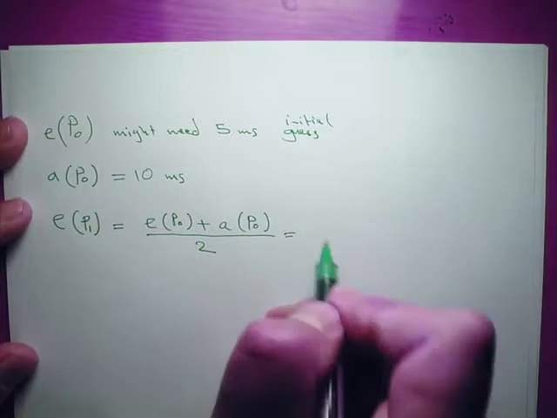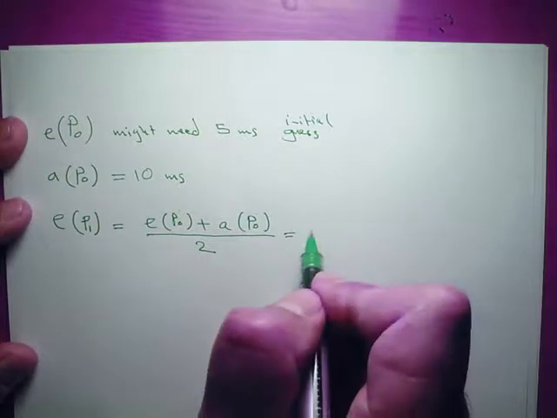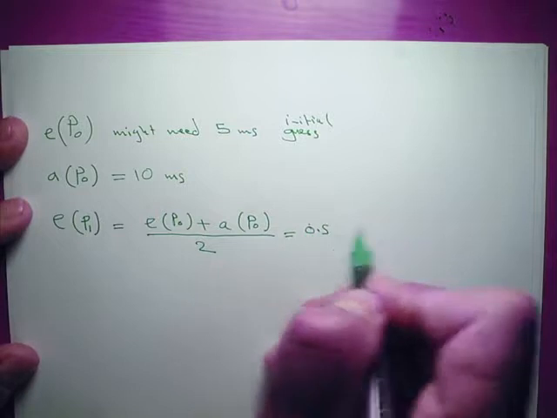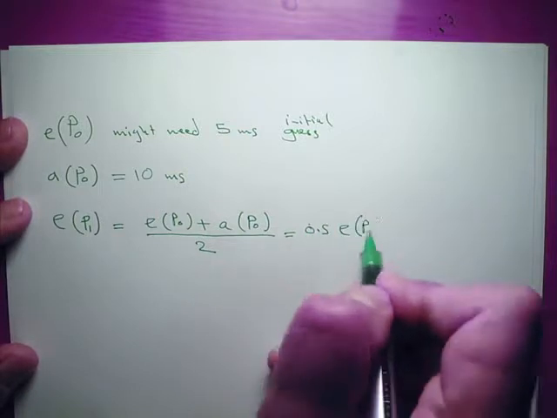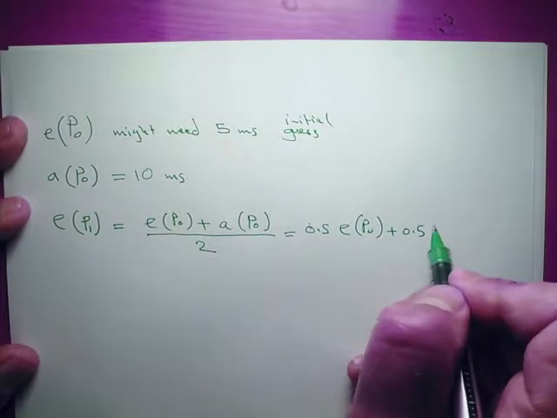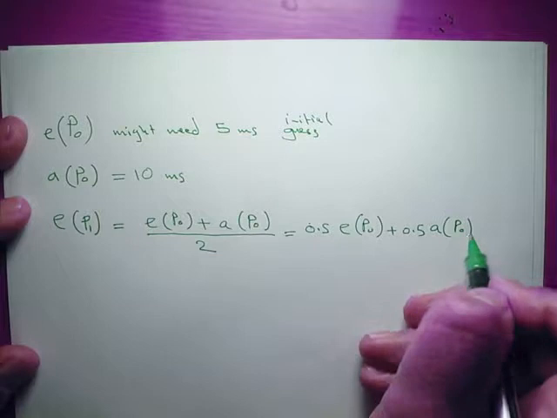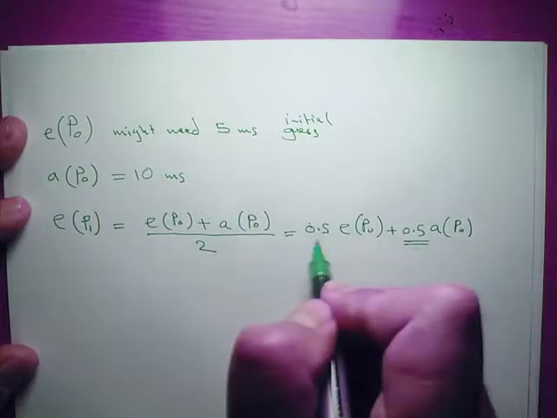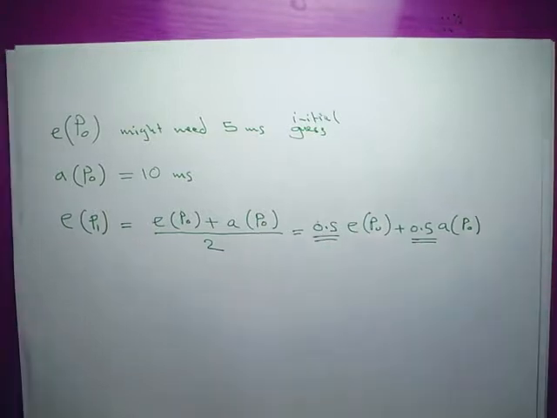Which is equivalent to giving 50% weight to the first one, which means 0.5 multiplied by E of P0 plus 0.5 multiplied by A of P0, right? So in this case, I have the same weight for the history as for the actual time taken by the previous process. And from there, I can get an expectation. So it is actually 10 plus 5 divided by 2, which is 7.5, right?